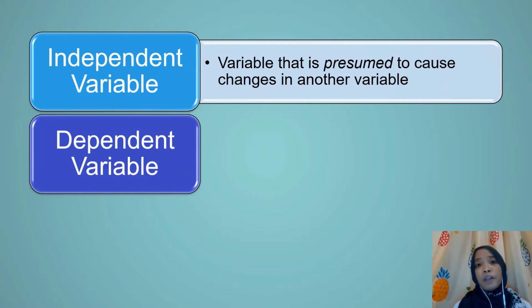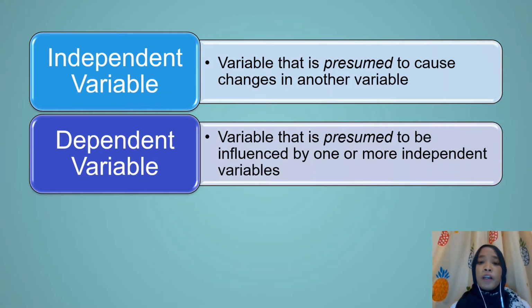So the other variable that I was talking about is the dependent variable. The dependent variable is the variable that is presumed to be influenced by one or more independent variables. So again, in survey research, it is presumed, so we make an assumption, of course based on theories, literature reviews, and past research. But in experimental research, we can be more sure that the dependent variable is really influenced, affected by the independent variable.